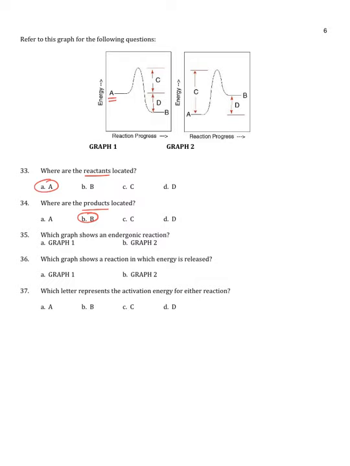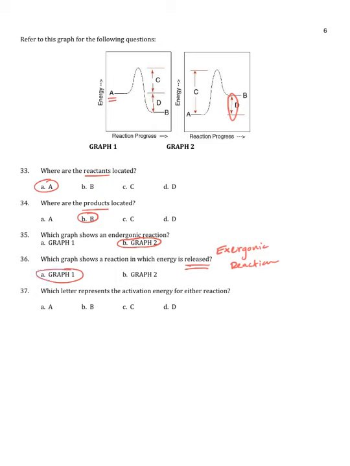Number 35 says which graph shows an endergonic reaction. Remember, endergonic reactions absorb energy, and so number 35 is graph number 2 because the products have a higher energy value than the reactants. And then number 36 asks which graph shows a reaction in which energy is released. That makes this an exergonic reaction, and the exergonic reaction is shown in graph A.